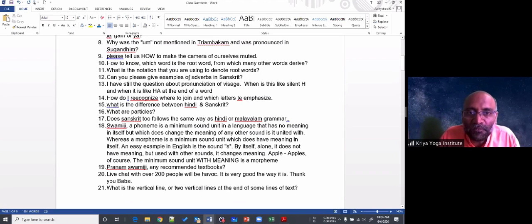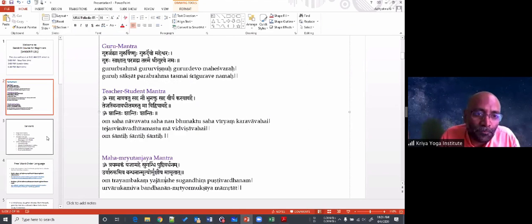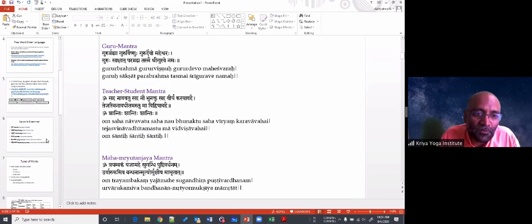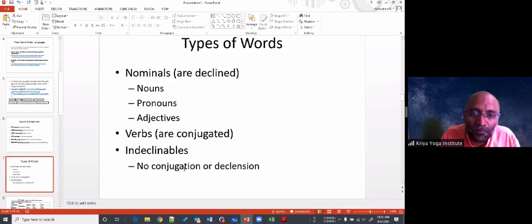Can you please give examples of adverbs in Sanskrit? This question is coming from my discussion of the types of words. There are three types of words: nominals, verbs, and indeclinables. And one among the examples of indeclinables is the adverb.